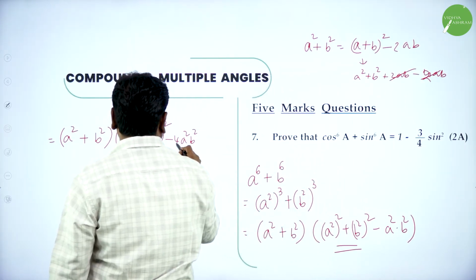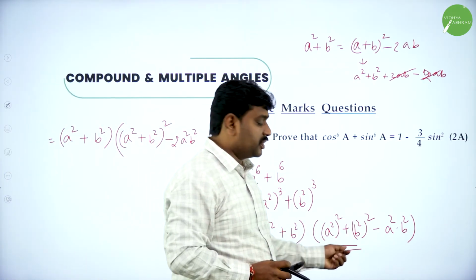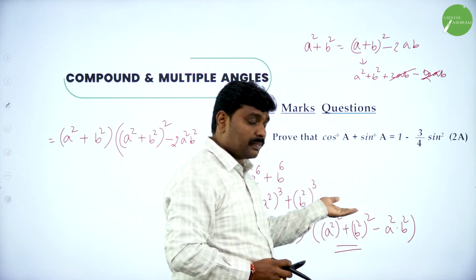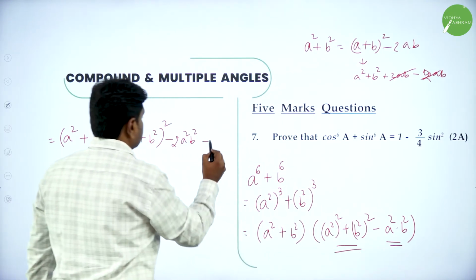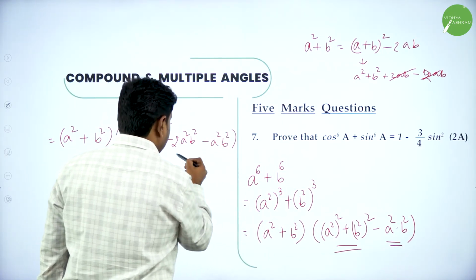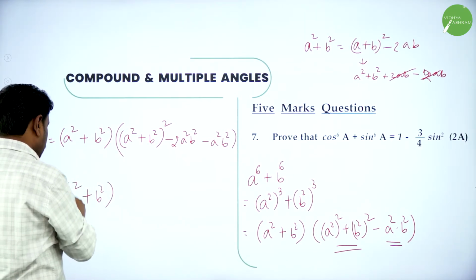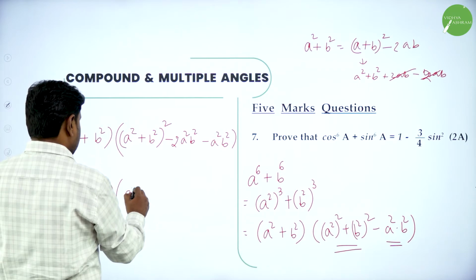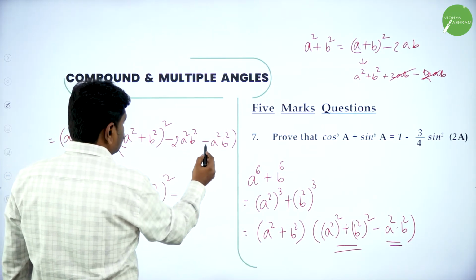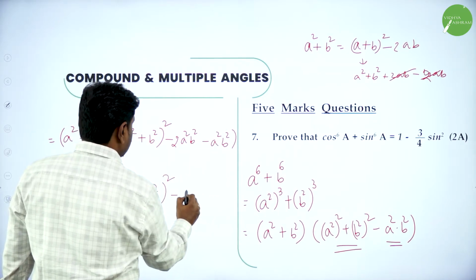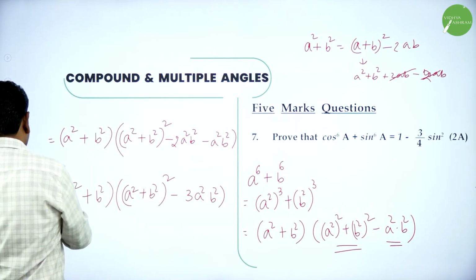So therefore, we can write a square whole square plus b square whole square as (a square plus b square) the whole square minus 2a square b square, minus this term as it is. What is this term? A square b square. Now these two are like terms, compress them. So I can write it as (a square plus b square) into [(a square plus b square) the whole square minus 2a square b square minus a square b square, which becomes minus 3a square b square]. Now we got a format for a power 6 plus b power 6.